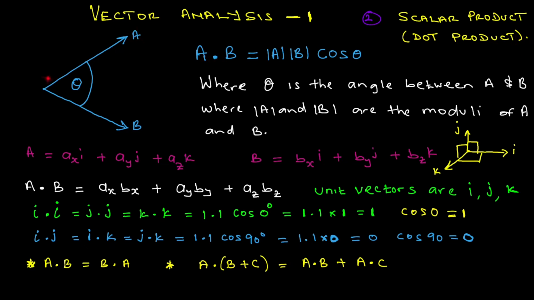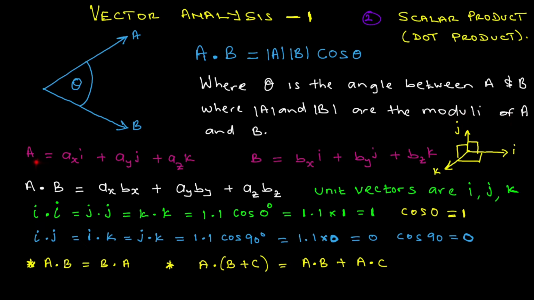So if you have two vectors A and B, we do A dot B, that's a scalar product, which will be equal to the magnitude of A times the magnitude of B times cos of the angle between them, which is cos of theta. So the dot implies times, so A times B. Theta is the angle between A and B, and modulus of A and modulus of B are the moduli. Moduli is plural for modulus.